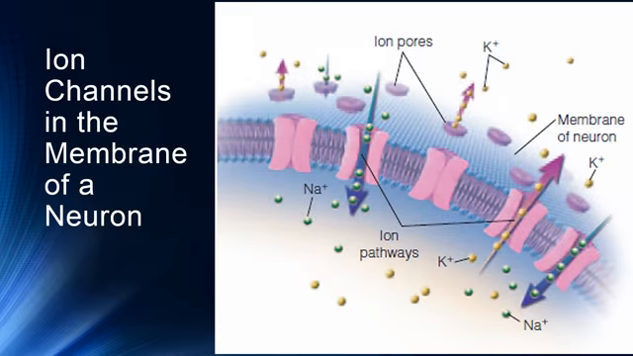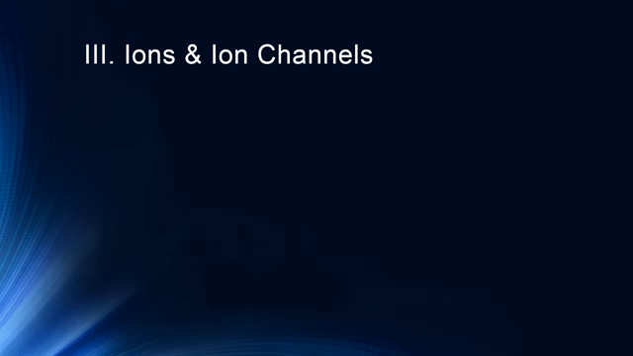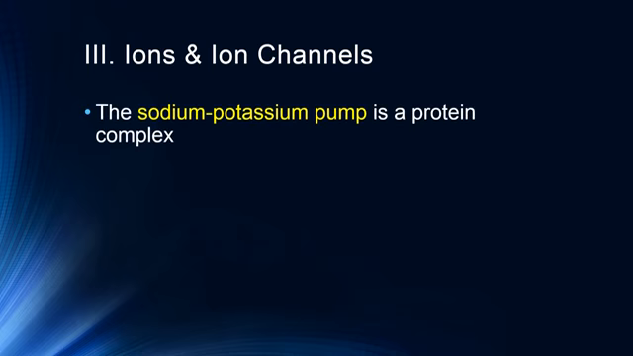So these are the ion channels in the membrane of a neuron. They allow sodium and potassium to pass in various directions depending on what's happening with a cell at any given time. When an action potential is generated, those sodium channels open, allowing sodium to flood into the inside of a neuron. We'll talk about that more here in just a moment.